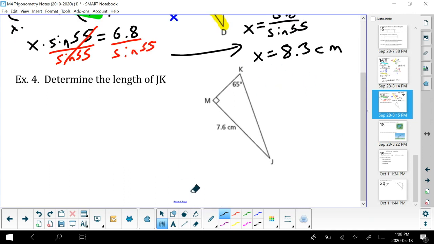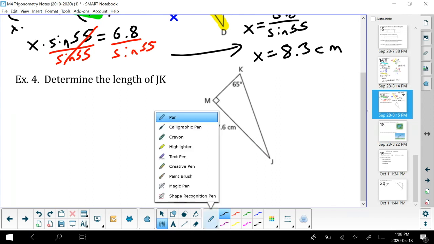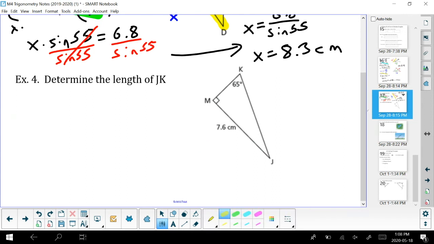Here in example number 4, we're going to try to figure out the length of JK. So let's highlight what we're looking for. And then we're going to look at our reference angle. So since our reference angle is 65 degrees, directly across from that will be my opposite side. And since we are looking for JK, that is directly across from our right angle, that will be our hypotenuse. So since we're looking for that, let's call that x.